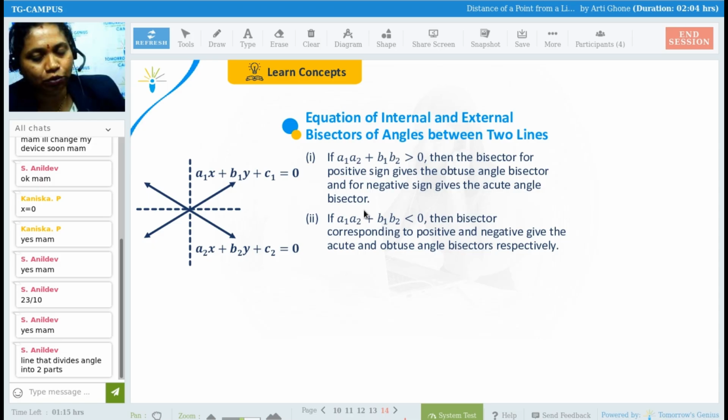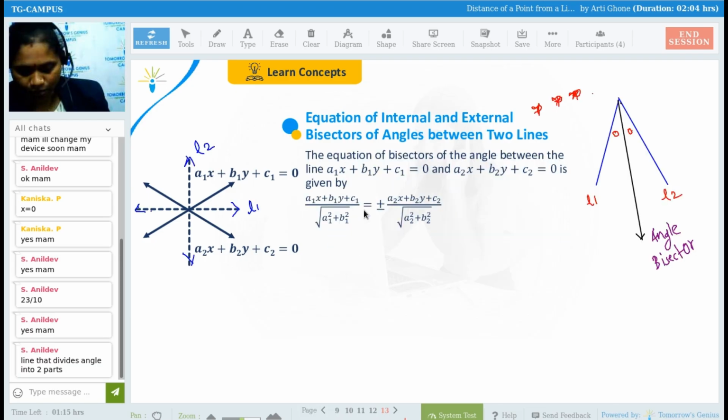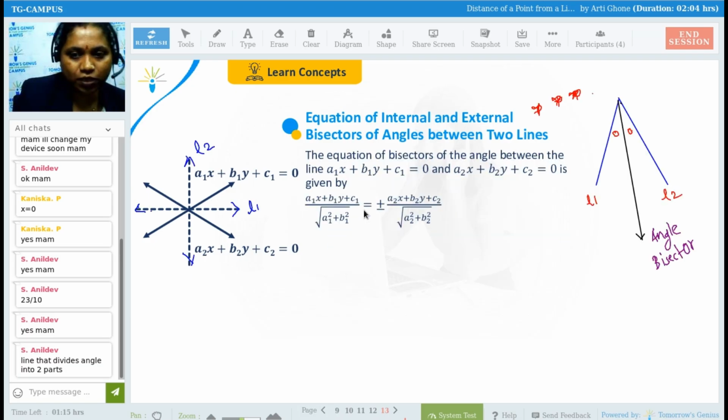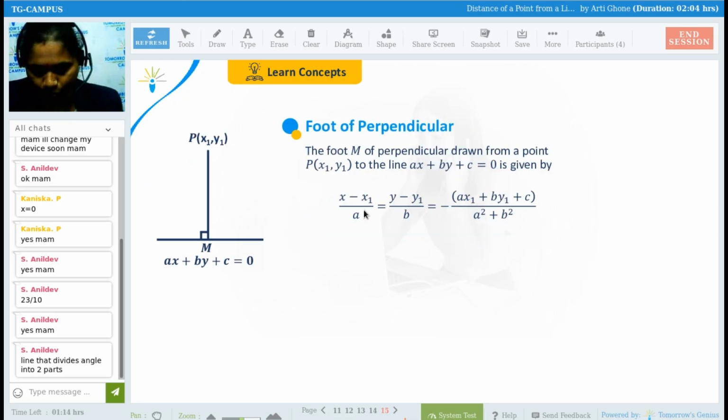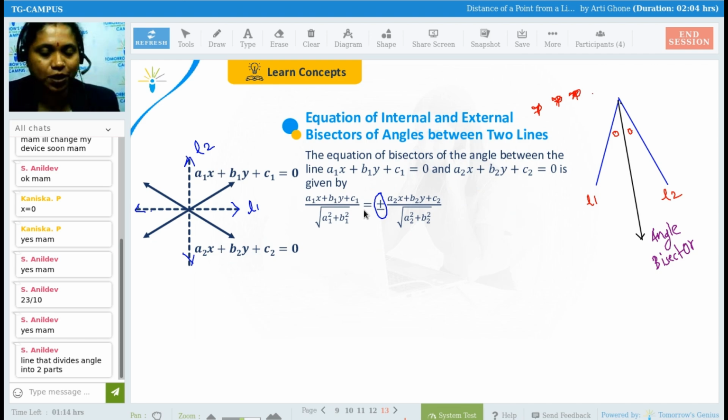If a1a2 + b1b2 is greater than 0, then the bisector for the positive sign gives the obtuse angle bisector. Now, positive sign means what? You are supposed to equate the expression with two signs, positive as well as negative. So when we compare with only the plus sign and this result is observed, then it is obtuse, and the negative sign gives the acute angle bisector. Clear? And similarly vice versa. That much is not important, but this slide and this formula are very important.